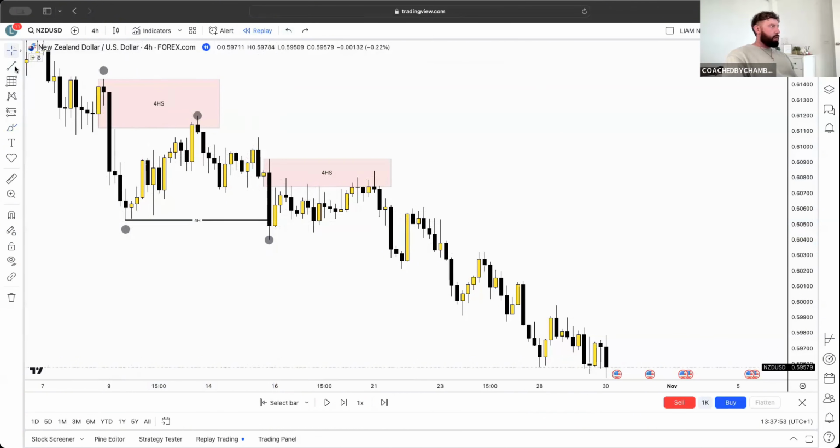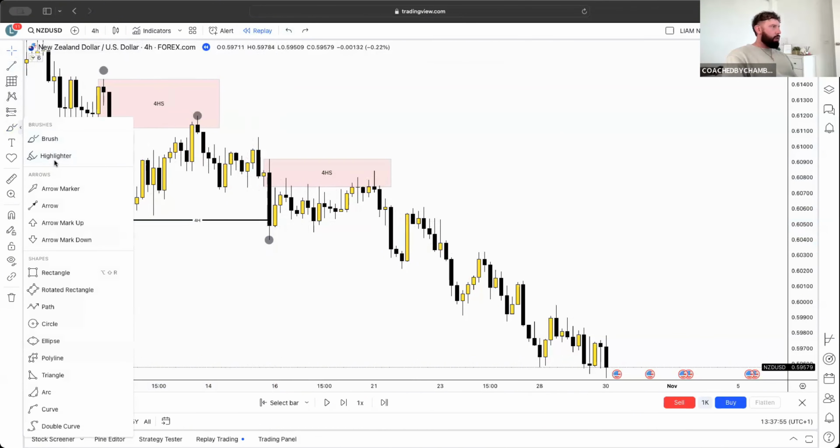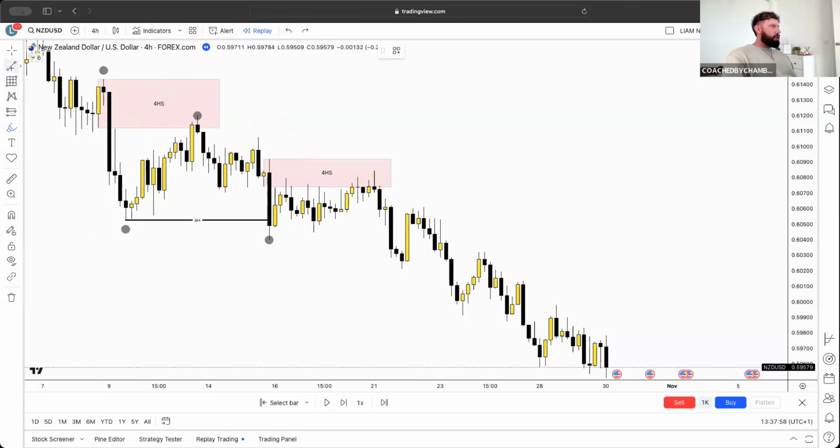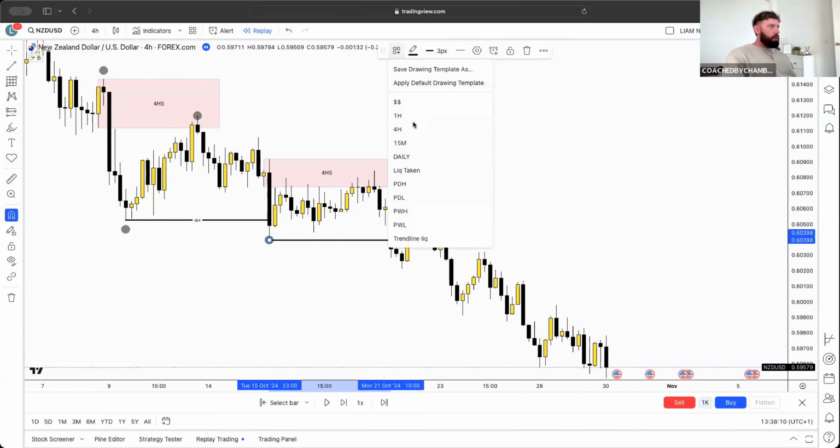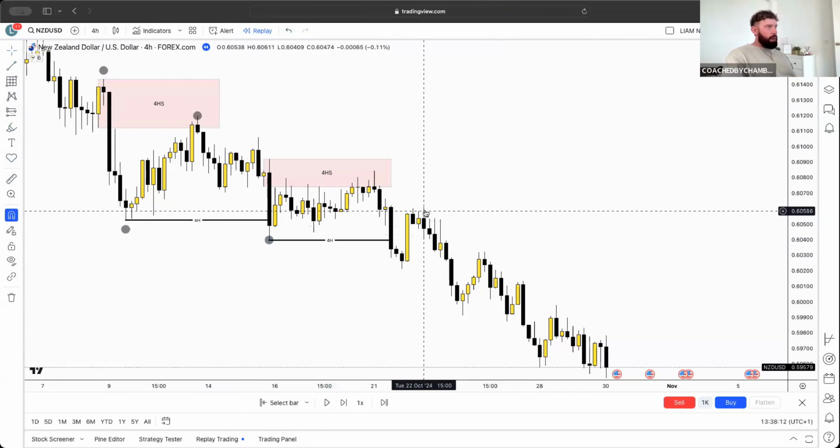So again, let's follow the structure on. And what can we now see? In fact, let's do this break of structure from here. Now let's get rid of that. Let's do this break of structure from this lower low. Now, as you can see, once we broke this lower low, we are obviously expecting a pullback.